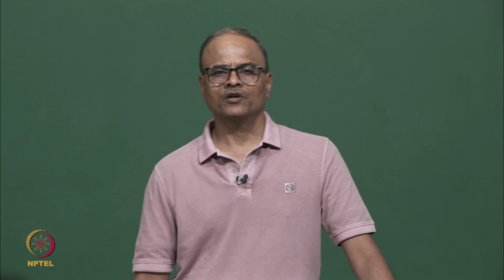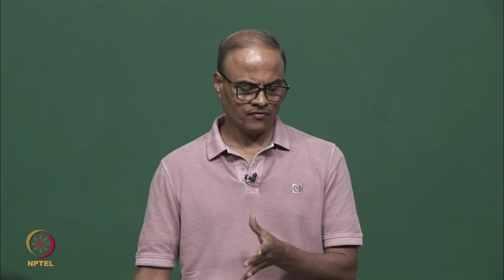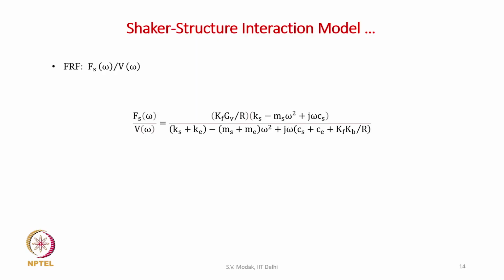Also let us study the FRF Fs upon V. That means, if V is the input voltage to the shaker structure system and Fs is the force shared by the structure, what is the FRF Fs upon V? So, if you again use the equations we presented earlier, then this FRF expression comes out to be this, and what we note in this is that in the numerator we have this term ks minus ms omega square plus i omega cs, right.